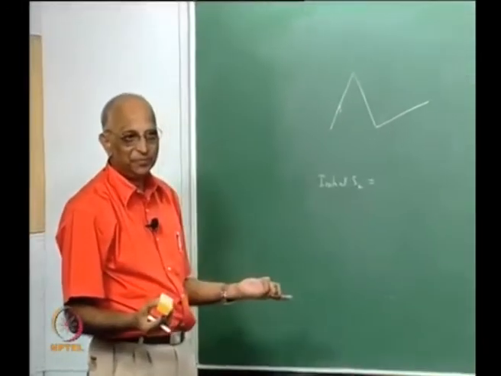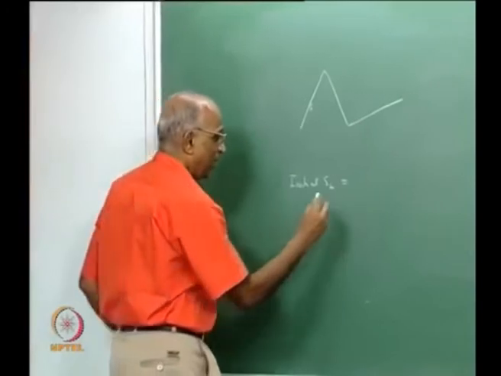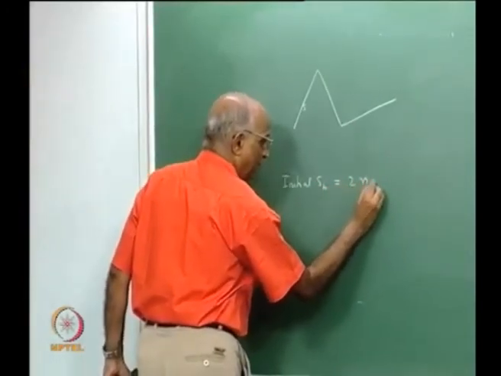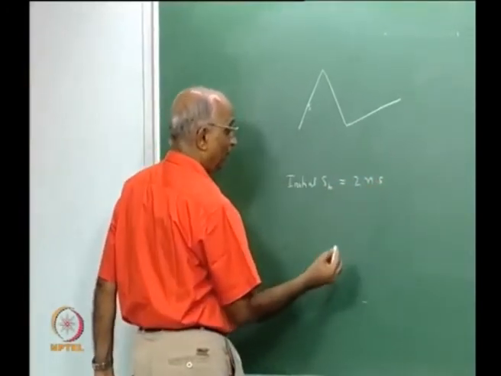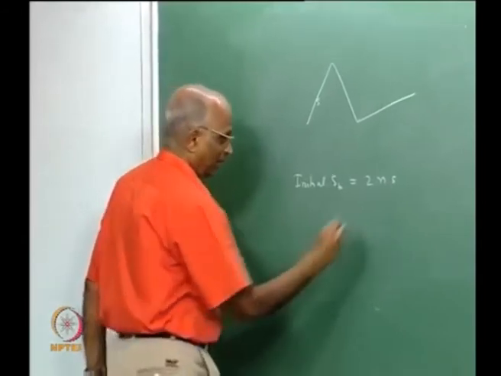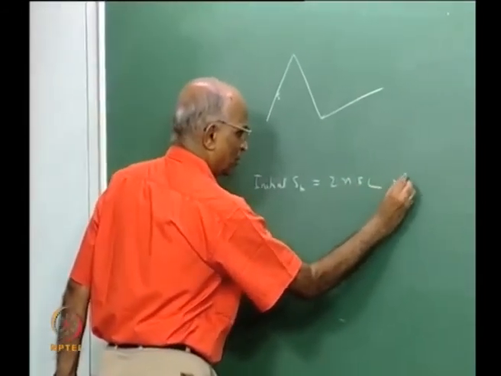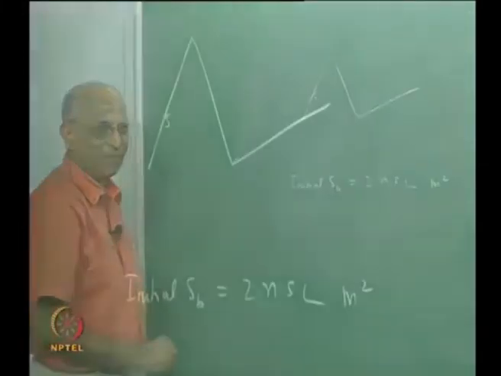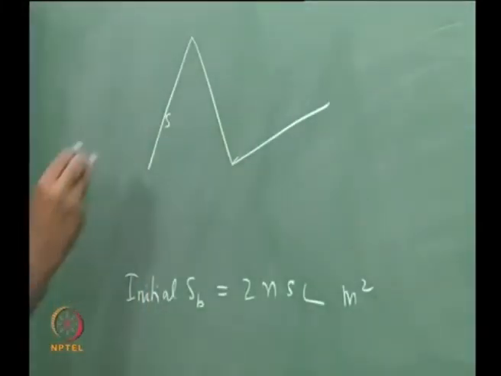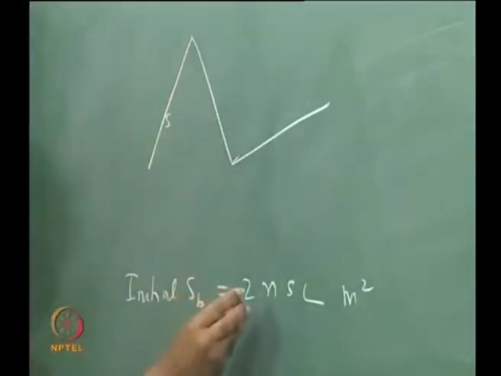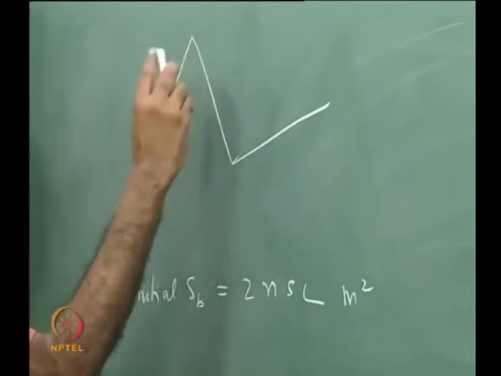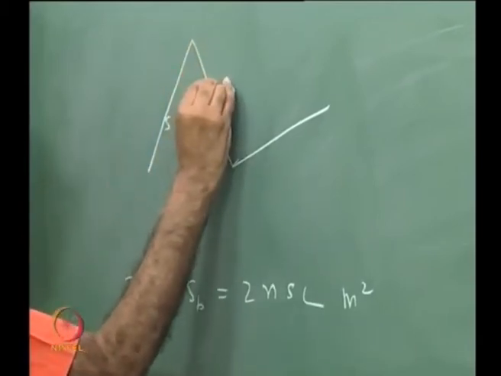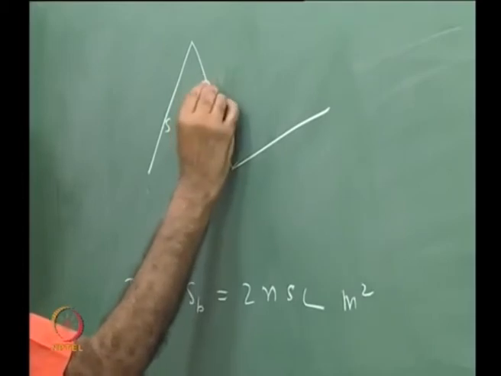Fantastic. Yeah, 2 into n into S into L, correct. So much meter square if S is in meters. I want to know what will be the value of this length as it burns, when the grain progresses through a distance, let us say delta again.